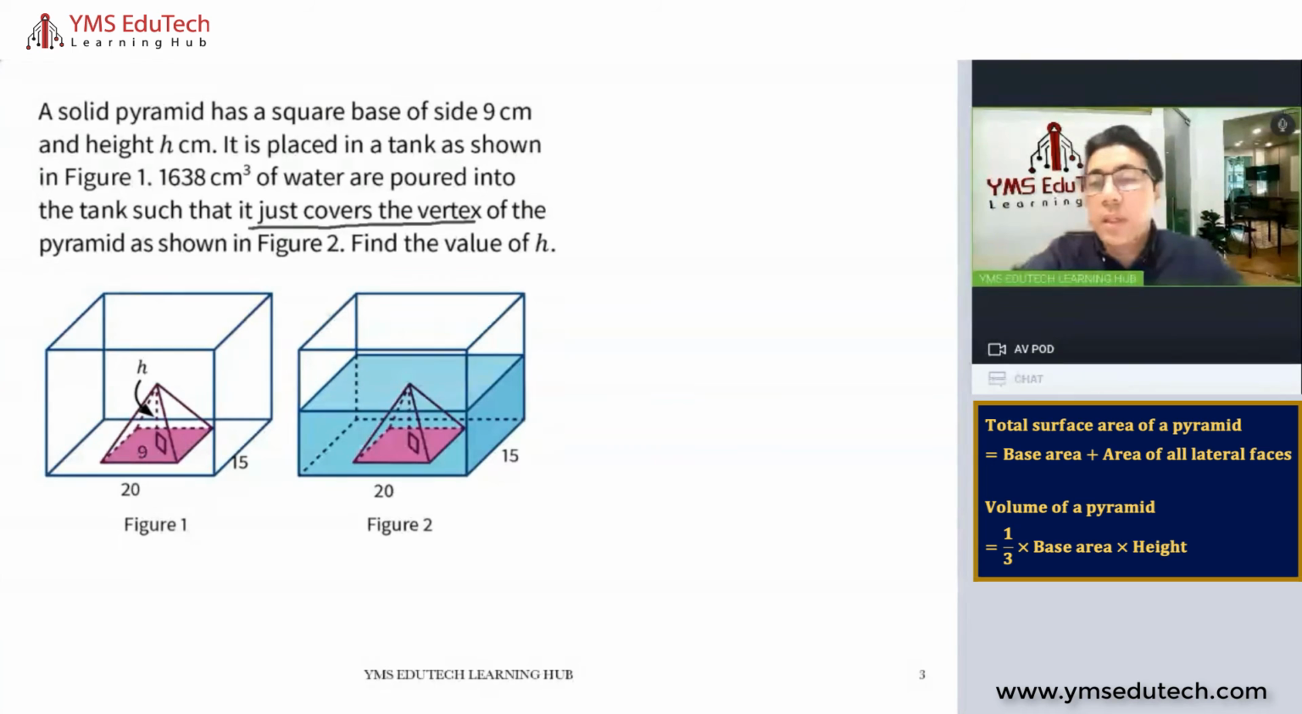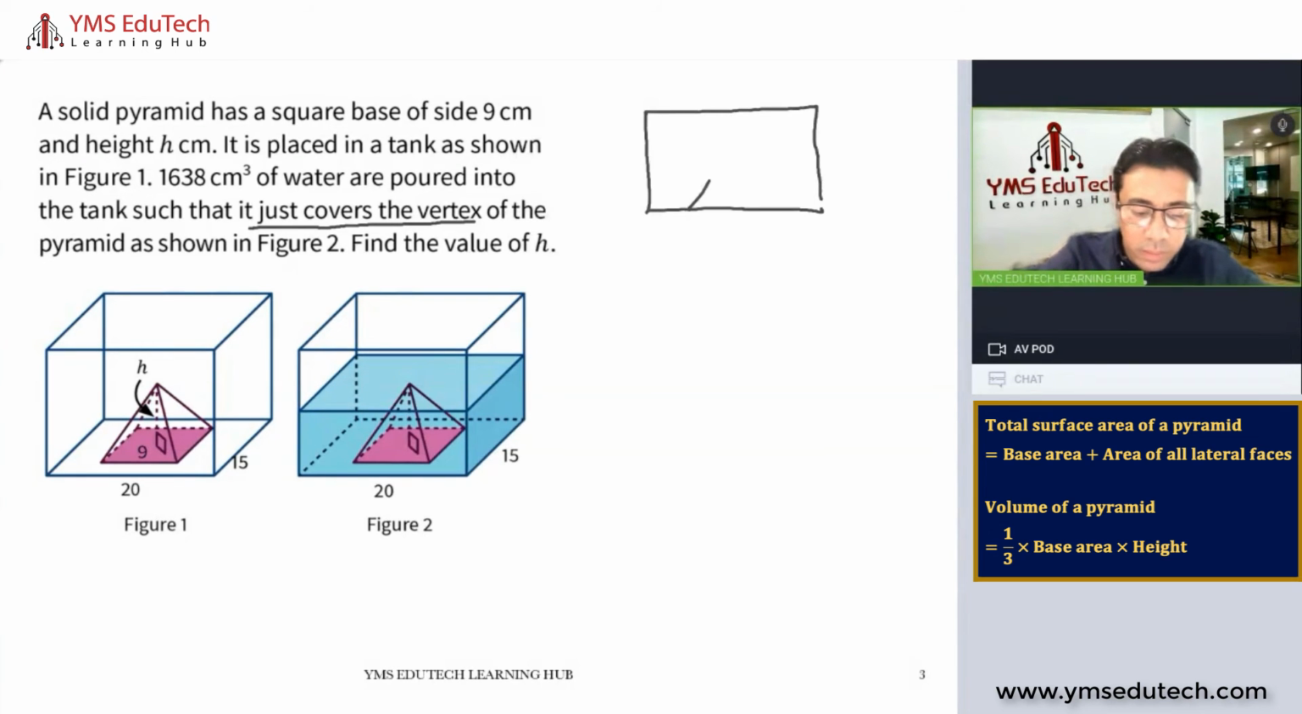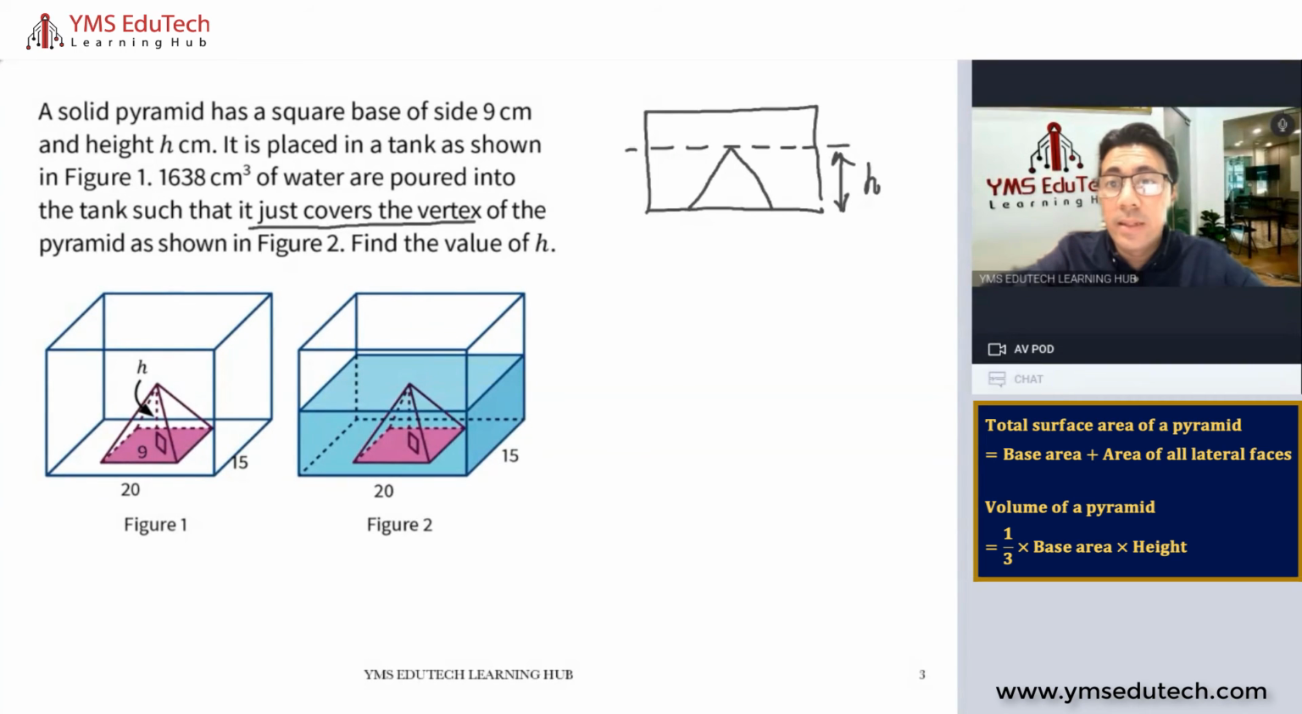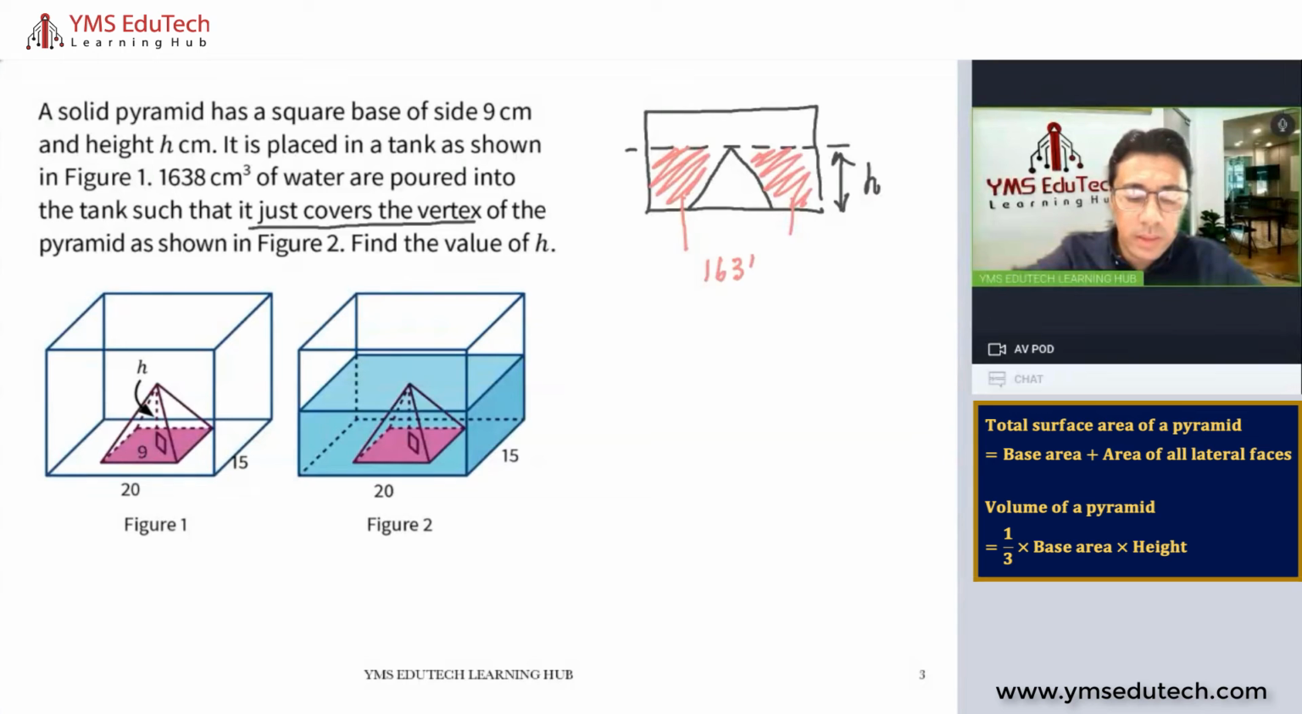Meaning, when you pour the water into this tank, the water level will rise and you will stop exactly when the water level reaches the tip of the pyramid, which is what we call the vertex. So if you look at the diagram from the front, you will see a rectangle. The water level is exactly at a height that we do not know of, but the height of the pyramid is given as h. And the volume of water, this here, 1638 cm cubed. That's the volume of water.